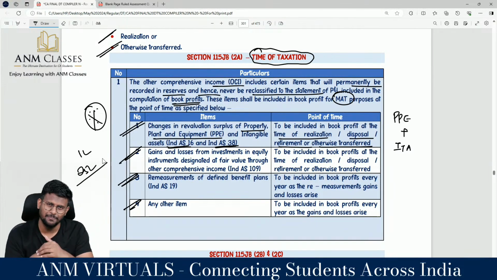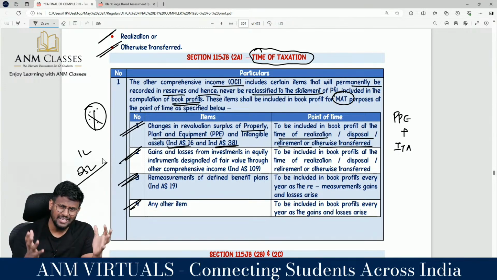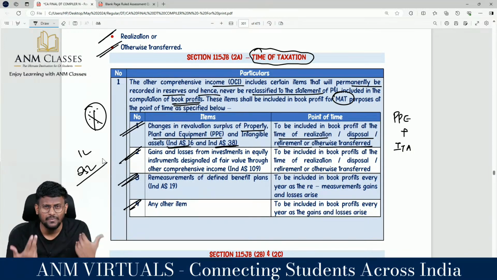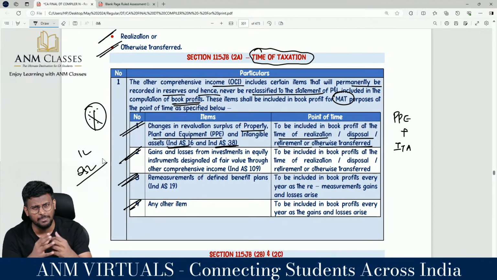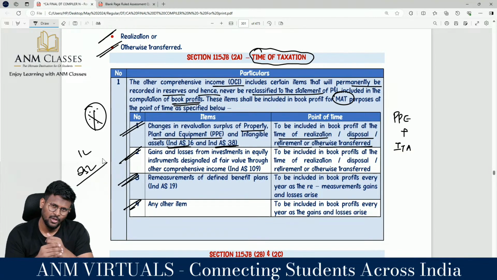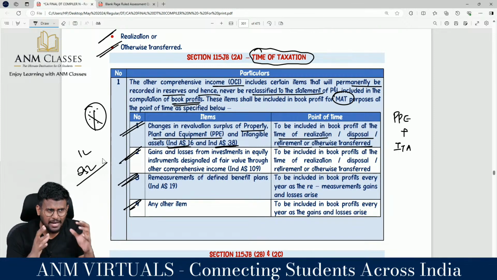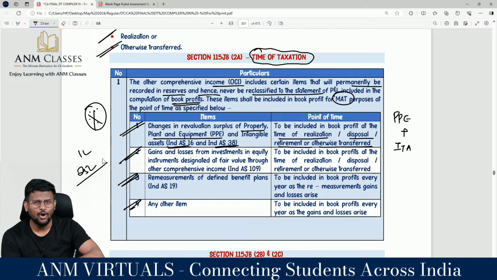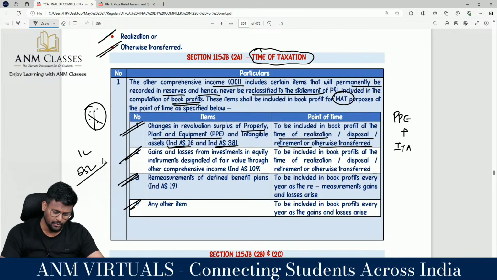Getting it? Super, sir. But my dear lovable students, you would have already done a revaluation, but because of the adoption of Ind AS, it is saying that this much revaluation is not required or more revaluation is required, because Ind AS prescribes fair value accounting. So there is a change in the revaluation surplus of PPE and intangible items as per Ind AS 16 and Ind AS 38. As per MAT provision, no need to pay tax now. The time of taxation is at the time of the final withdrawal.